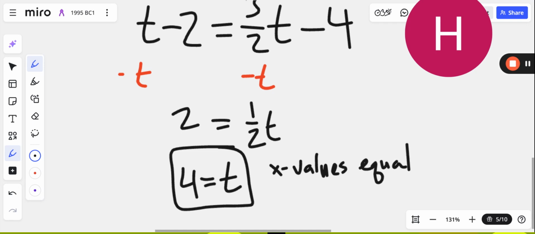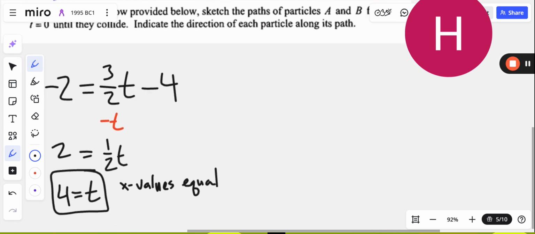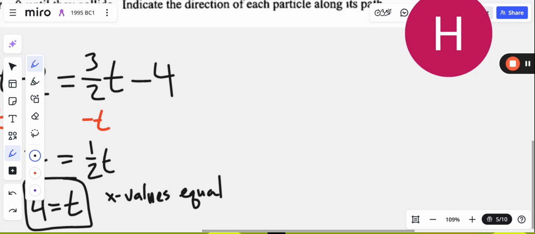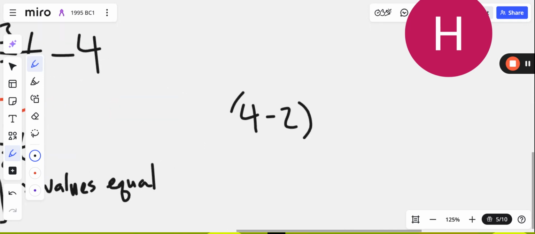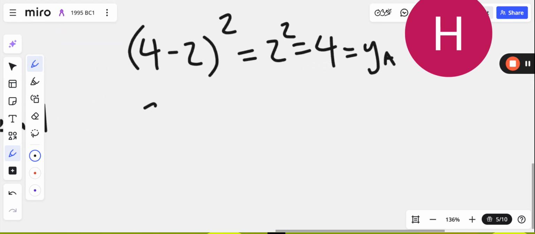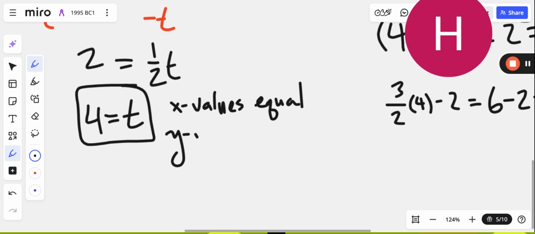Now, because it doesn't say if they collide and it says when they collide, I guess we already sort of know that they will be colliding, but we still have to check. So let's plug this into the y equation. So we're going to basically say, for particle A first, I guess, what was it? T minus 2 squared. 4 minus 2 squared. That's just 2 squared, 4. So that's the y of A. And then for B, we have 3/2 t minus 2. So 3/2 times 4 minus 2. Yep. Fair enough. That equals yB. So we can confirm that at time t equals 4, the y values are also equal. Nice.